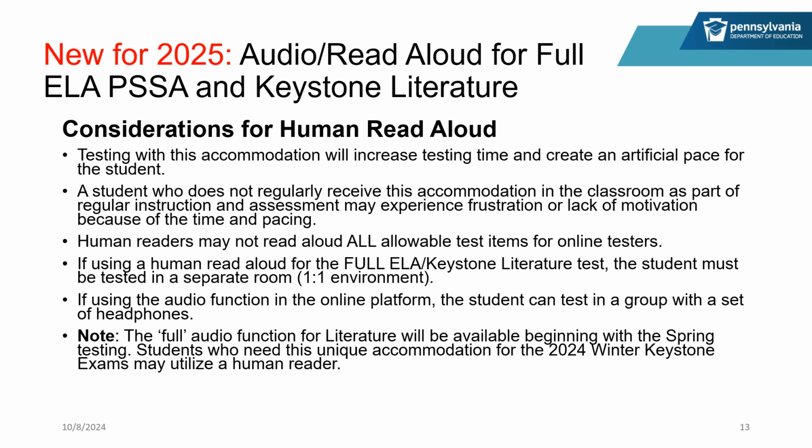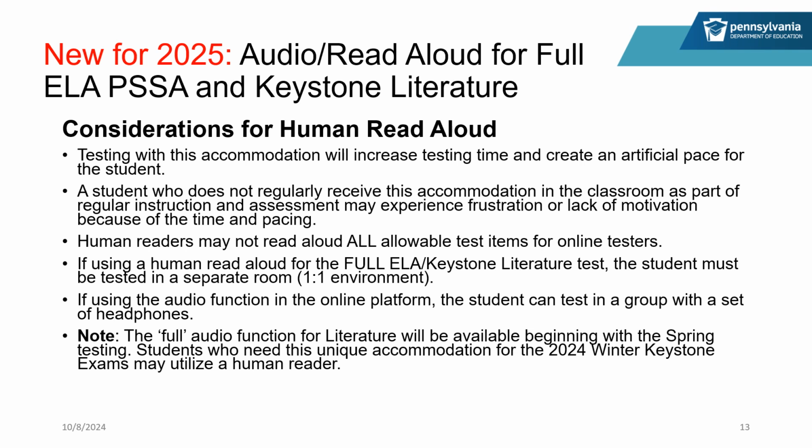If a human reader is used for the full ELA Keystone literature test, the student must test in a one-on-one environment so that the student has the opportunity to control the pacing of the read aloud. Therefore, unlike using a human reader with math, science, or only the writing items of the ELA PSSA, a student receiving the full read aloud of the ELA or literature assessments may not test in a small group with despiraled books. If using the audio function with headphones, a student may test in a general or small group setting.